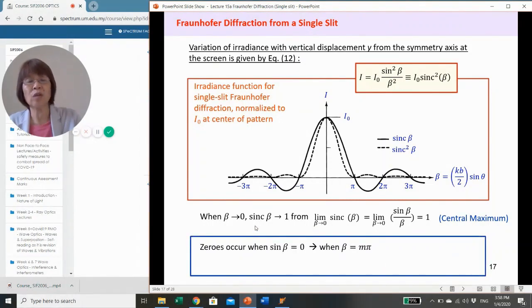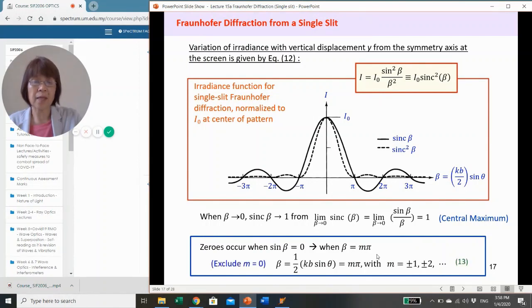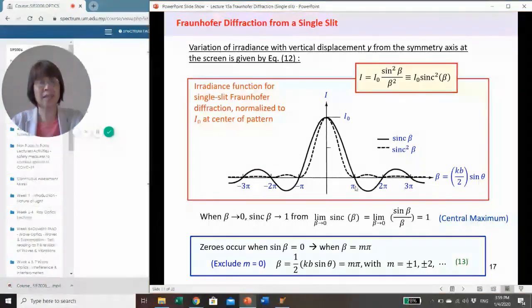Now, where will the zeros occur? Zeros will occur when sine beta is equal to 0, and that happens when beta is equal to integer multiples of pi. So exclude m equals 0, because that is given by the central maximum. Therefore, we get the condition for the zeros at half kb sine theta equals m pi, whereby m can be plus or minus 1, plus or minus 2 and so forth. Minus is on the left side and positive on the right side in this figure here.